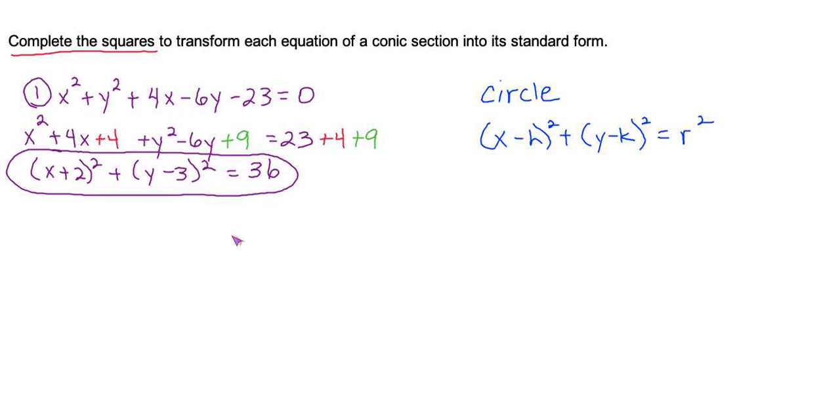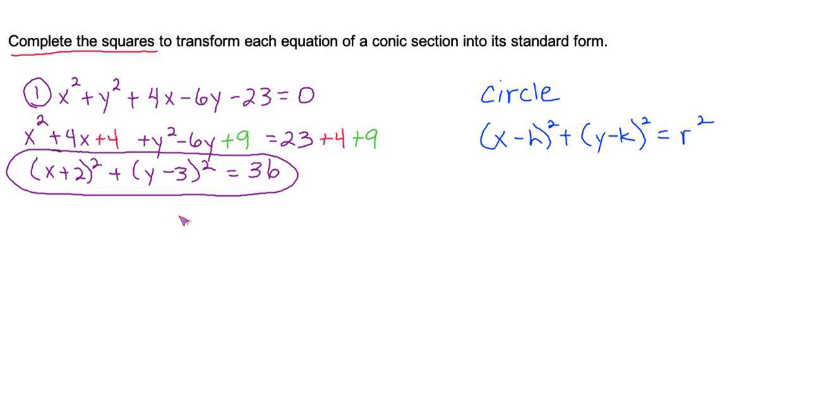So I want you to notice this perfect square. If I square x plus 2, I get x squared plus 4x plus 4. And if I square y minus 3, I get y squared minus 6y plus 9. If you don't believe me, you can write it down twice and use the FOIL method to multiply it out.